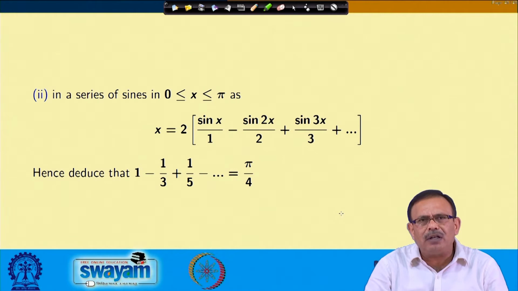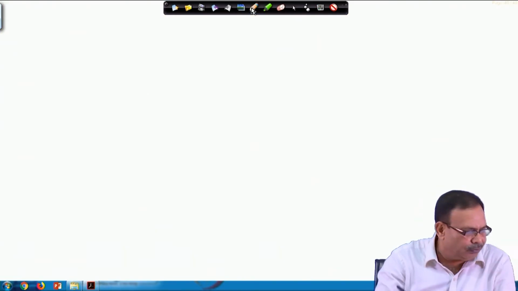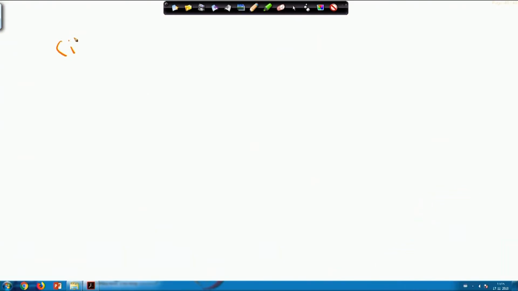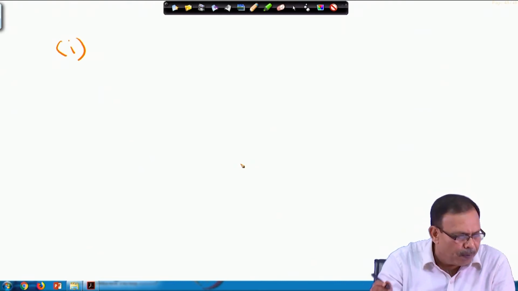And please note that whether I define it as a sine series or as a cosine series, the nature of the function f(x) equals x in 0 to pi will remain unaltered, or will remain the same. So, how to find the solution? Solution of the first part: f(x) equals x, we want to express as a cosine series in 0 to pi.